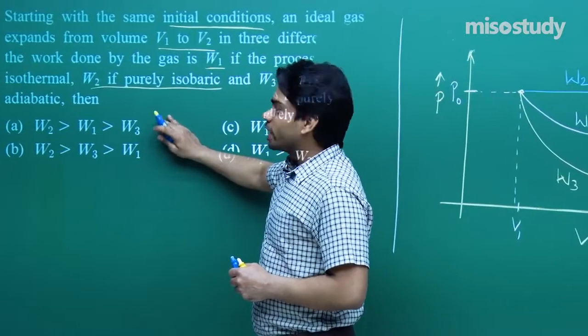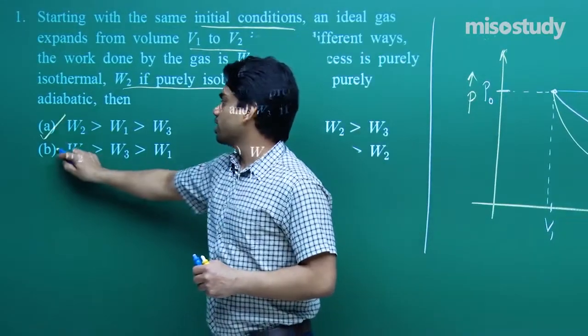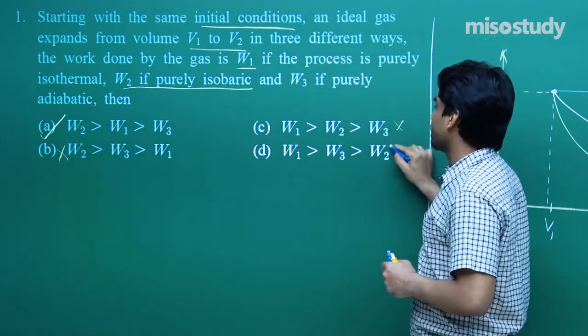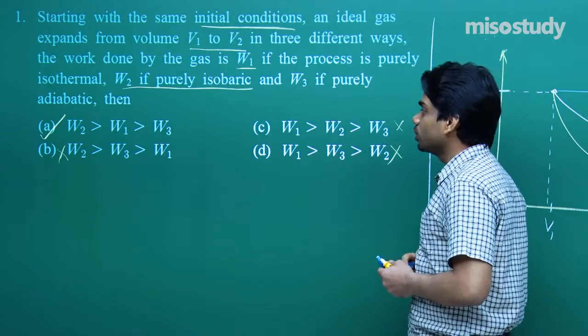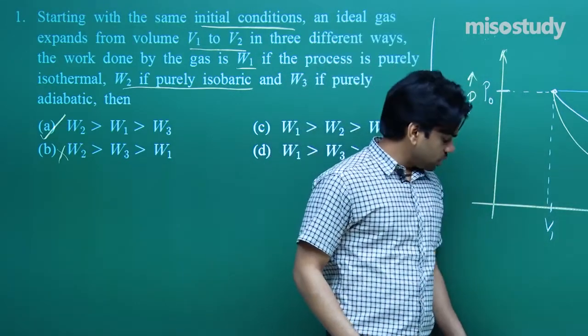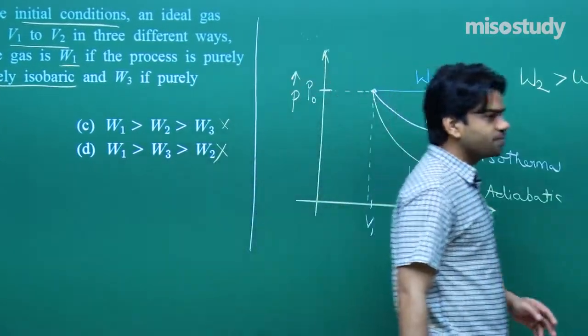Option A, W2 is greater than W1 is greater than W3, is the correct option. B is incorrect. C, W1 greater than W2 greater than W3, is incorrect, and D, W1 greater than W3 greater than W2, that's incorrect. This is how we can do it. So what you do, just take a note of this curve, and I'll start with the other question. Take a note of this curve.